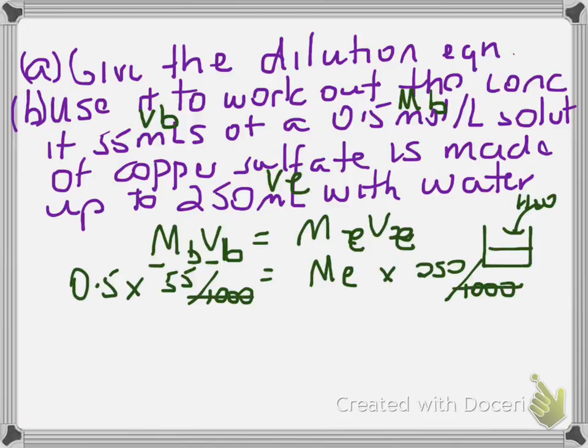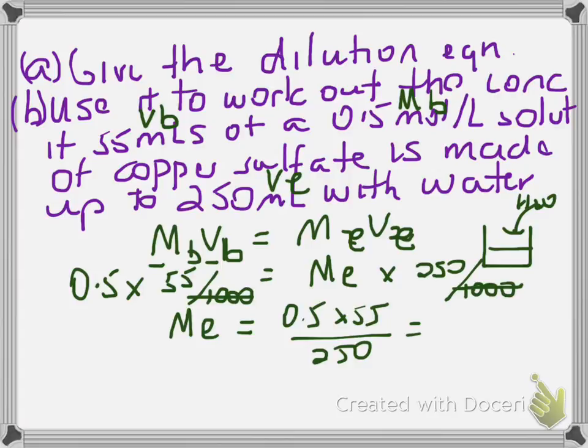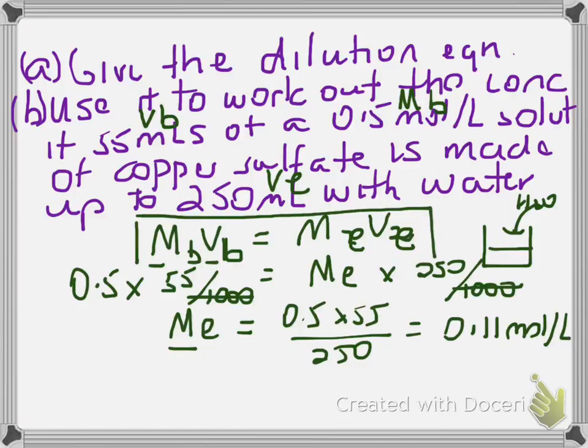cancels out. So, reorganising this expression will give you that the concentration at the end will be 0.5 times 55 on 250. Now, the answer to that, when you put it in the calculator, will be 0.11. And as we're talking about concentration, the units will be moles per litre. Once again, this expression is never used if there's a chemical reaction, only if you're diluting substances, which means you are adding water.